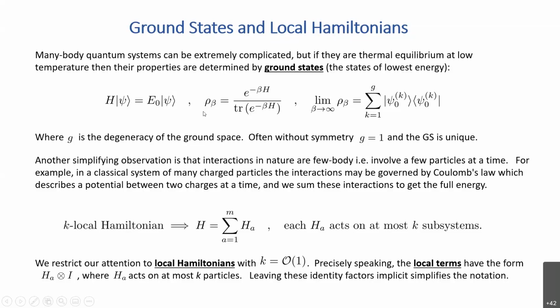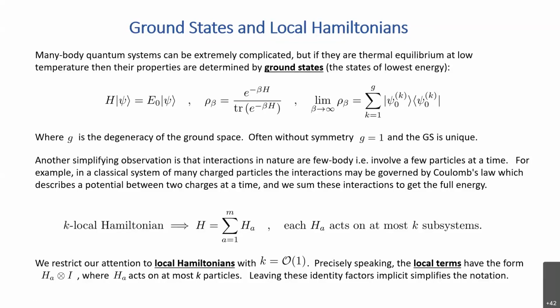Here, this rho of beta is the quantum thermal state, the quantum Gibbs state. And we can think about as the inverse temperature goes to infinity, the temperature goes to 0. This quantum Gibbs state will just be a mixture of states that are in the ground space, the lowest energy states. And typically without symmetry, the ground state will be unique.